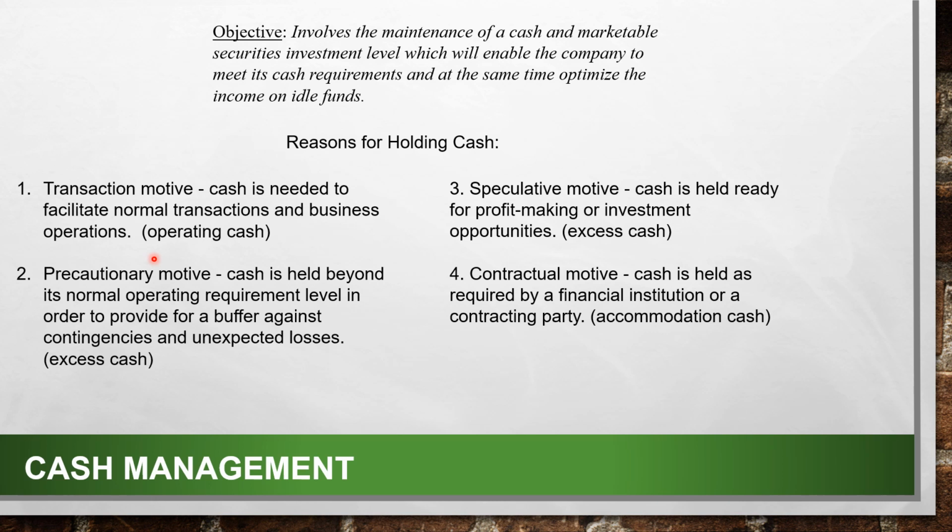And number 4, we have contractual motive. Cash is held as required by a financial institution or a contracting party. Therefore, we have cash, but we cannot use it because it is held as a compensating balance, or it is held as cash in escrow, no? This accommodates our loans and other covenants. We have that cash, but it is untouchable, because if we touch that, we will breach the contract, and therefore our obligations will be demanded immediately.